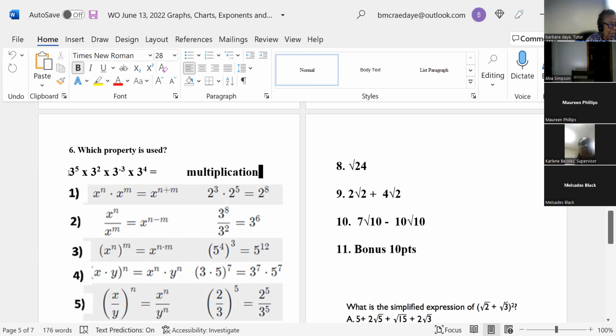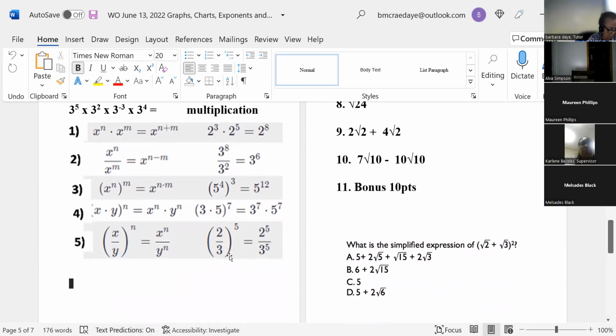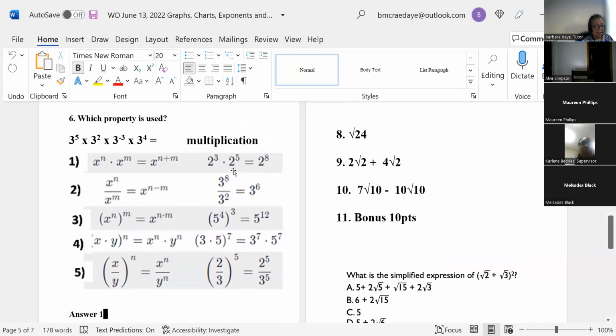When we multiply and we have the same base, what do we do with the exponents, Alba? You add them. Look at these properties. Which property does this represent? 1, 2, 3, 4, or 5? 1. Very good. Did everybody get 1? Very good, Emma. The answer is 1 because property 1 has the same base raised to a power, add the exponents. Here you have the same base 3 and you have exponents.